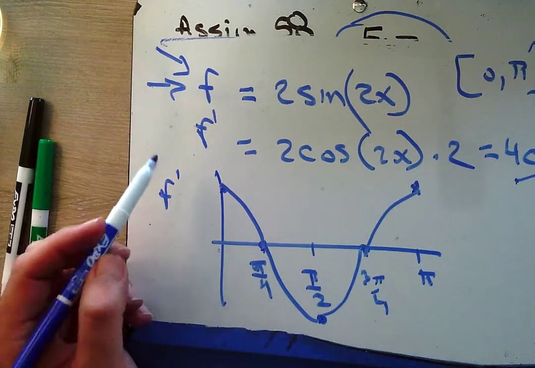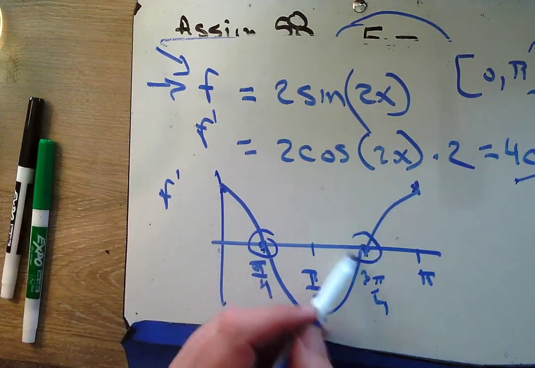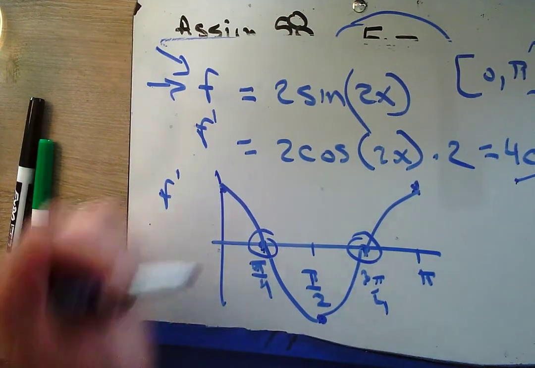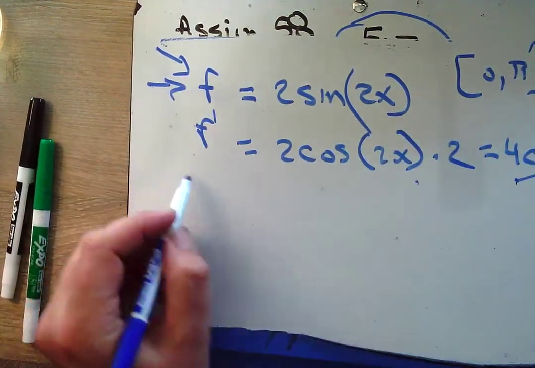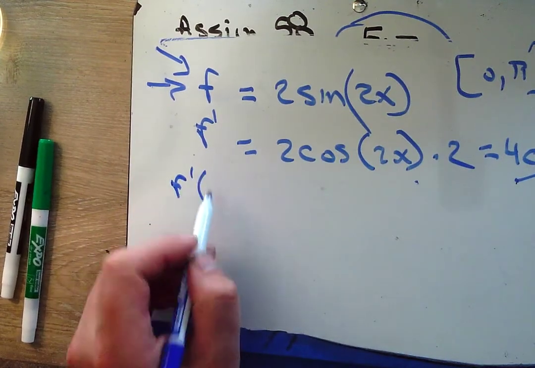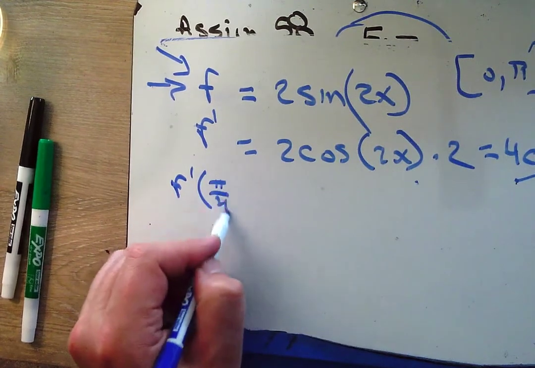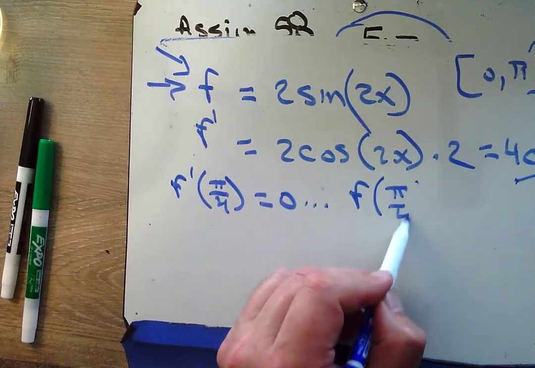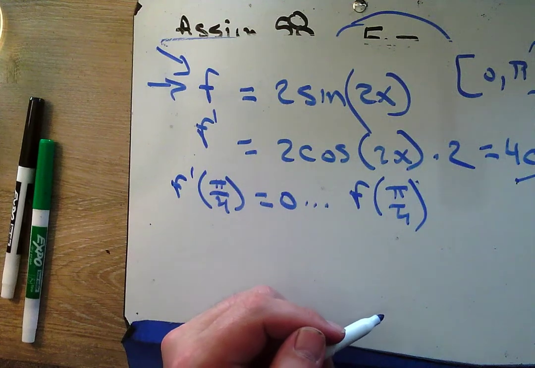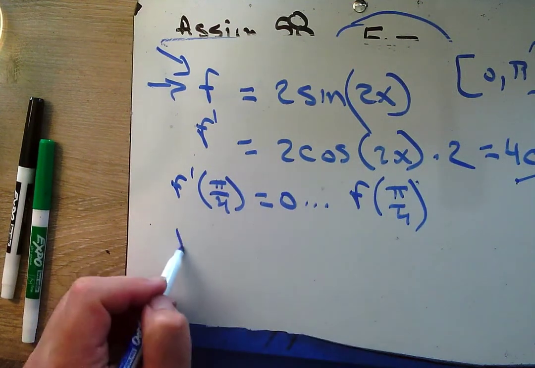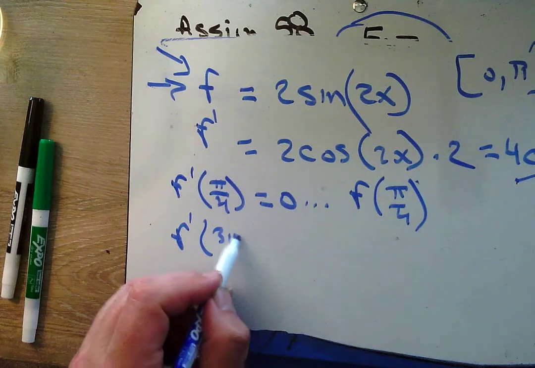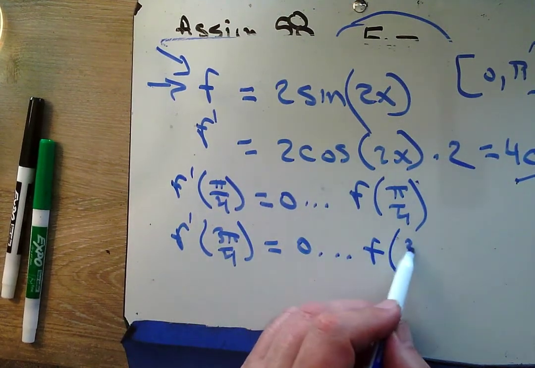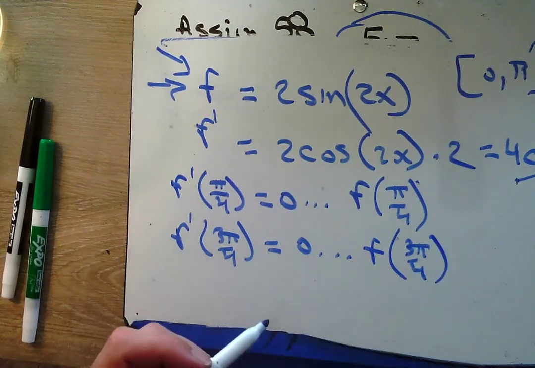Well, look, this is an f prime graph. F prime is equal to 0 at these places. These are my critical points. So it might be worth my time to say, I know that f prime at pi over 4 is equal to 0. Therefore, on f at pi over 4, I'm going to have a min or a max, maybe. And I know f prime of 3 pi over 4 turned out to be 0. And so maybe on f at 3 pi over 4, I have a min or a max.